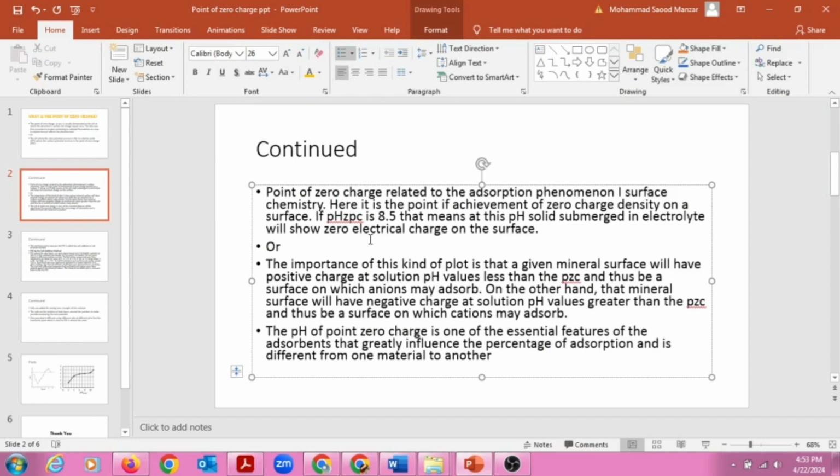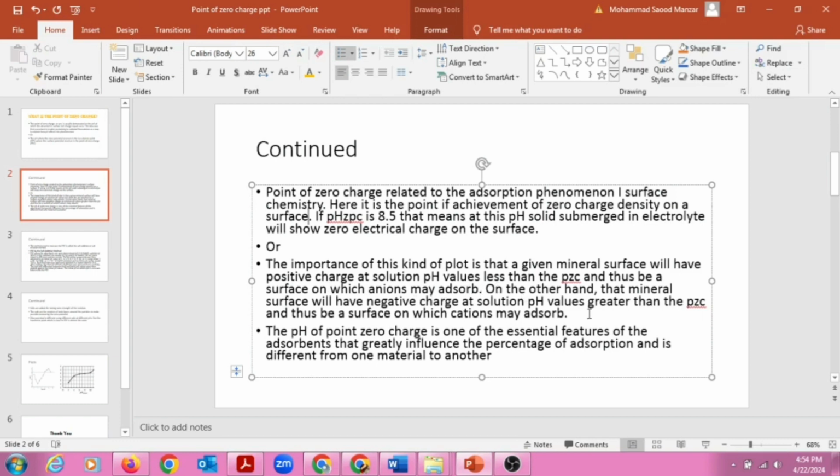For example, if the point of zero charge is 8.5, it implies that at this pH the solid submerged in electrolyte will show zero electric charge on that surface. Okay, the importance of this kind of plot is that a given mineral surface will have positive charge at solution pH less than the point of zero charge, and thus be a surface on which anions may adsorb.